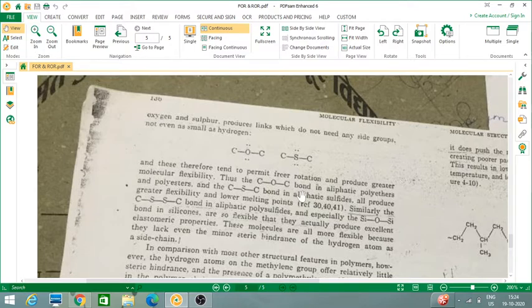The C–O–C bond in aliphatic polyethers and polyesters and the C–S–C bond in aliphatic sulfides all produce greater flexibility and a lowering of melting point. Similarly, the C–S–S–C bond in aliphatic polysulfides and especially the Si–O–Si bond in silicones are so flexible that they actually produce excellent elastomeric properties. These molecules are all more flexible because they lack even the minor steric hindrance of the hydrogen atom as a side chain.